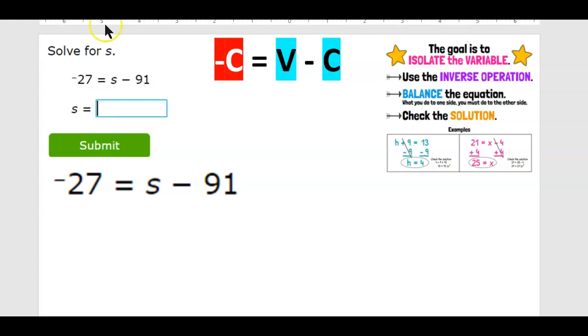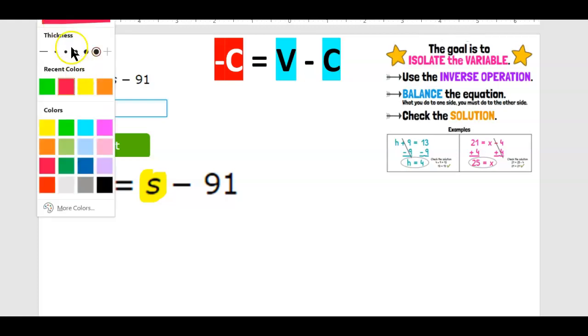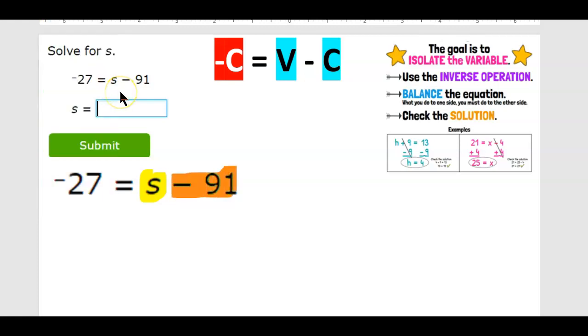Isolate the variable is the goal. First step, inverse operation. Well, no, identify the variable. Now let's do the inverse of whatever it's next to. We've got to isolate that variable by getting rid of this negative 91, essentially. But what's the inverse of that? Plus 91. So we know that'll go bye-bye.